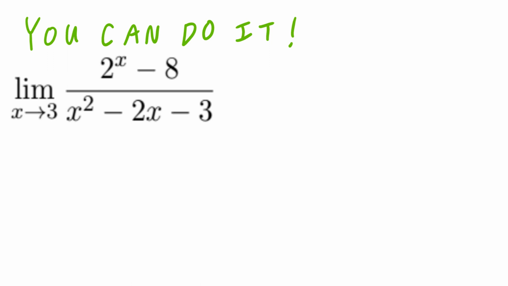Hi everyone, let's take a look at the following limit. Limit of 2 to the power of x minus 8 all over x squared minus 2x minus 3 as x is approaching 3. Now before we start with step 1, think about limits.